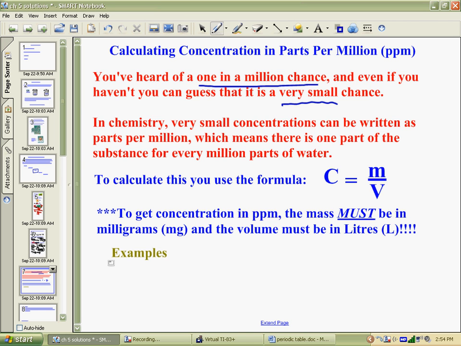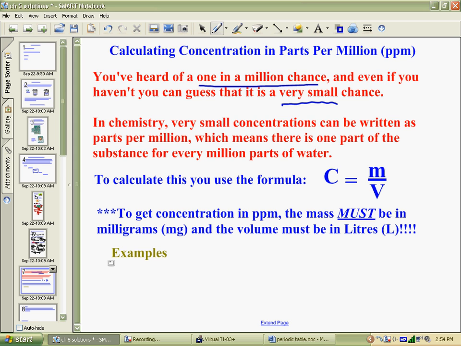In chemistry, very small concentrations can be written in parts per million, which means that there's one part of that substance for every million parts of water. It might be equivalent to some teaspoons put into a swimming pool in terms of concentrations. 1 out of a million is very, very small.